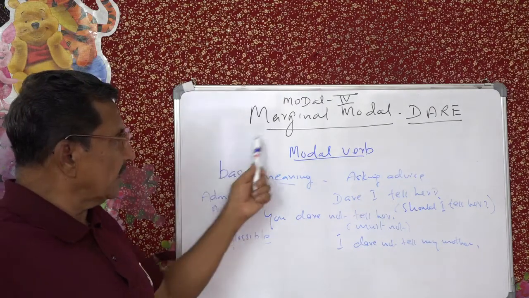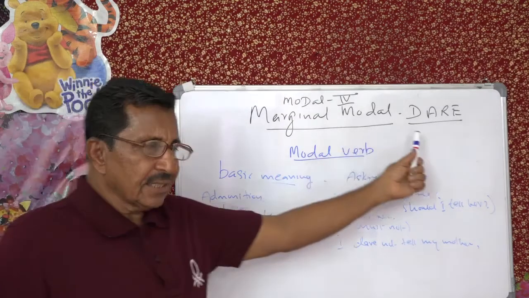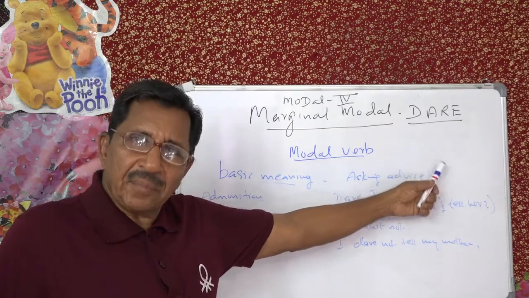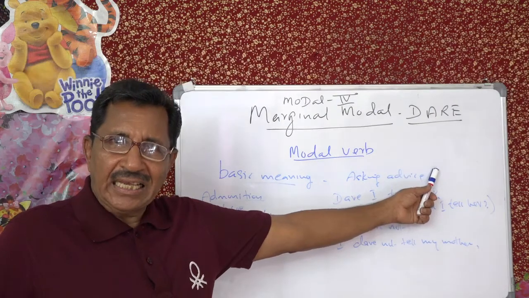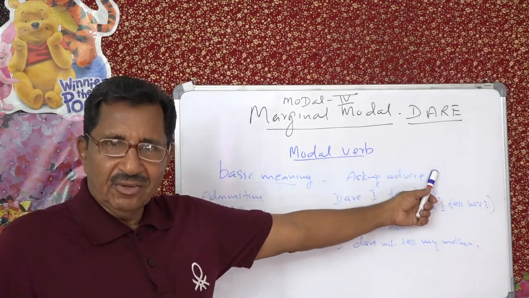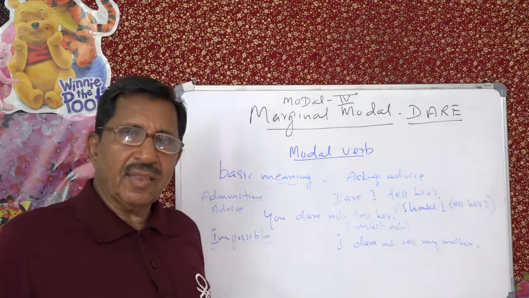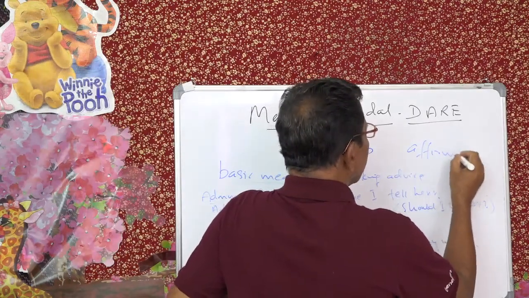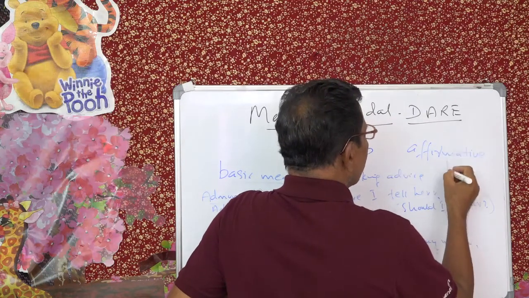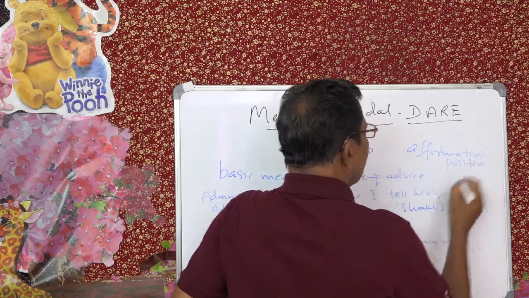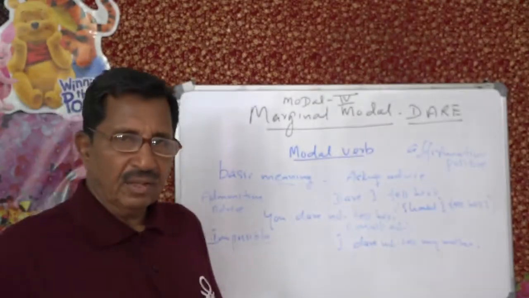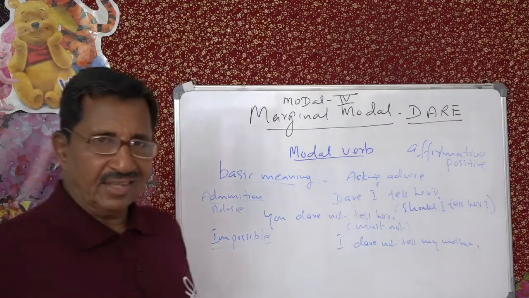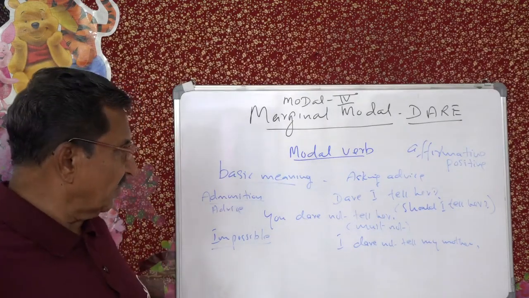Remember, dare is a marginal modal. That means it can be a modal like can and could, and also it can be a full verb like eat and drink. As a full verb, it is used in affirmative. These words are good to learn. Affirmative or positive sentences means sentences without negatives, no, not, and so on, or negative meaning words like hardly. I hardly know him, that's a negative meaning. Forget about that. Don't worry about all those things.